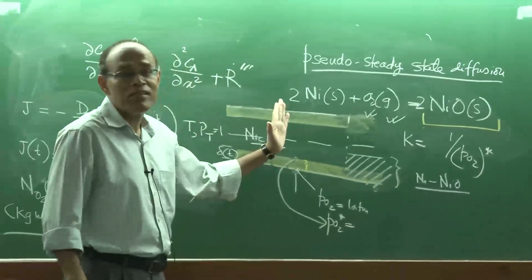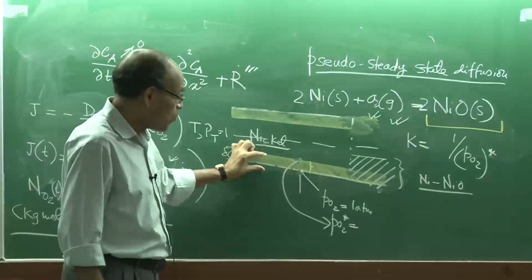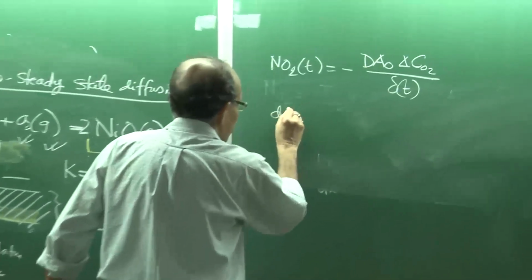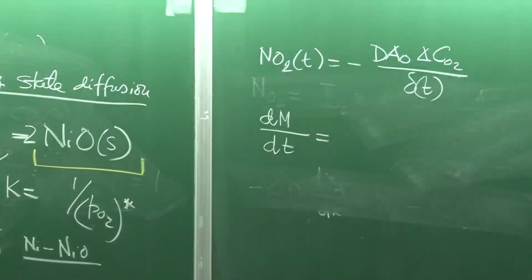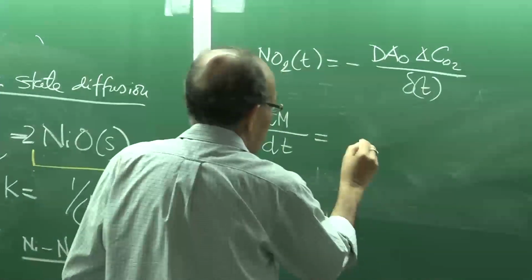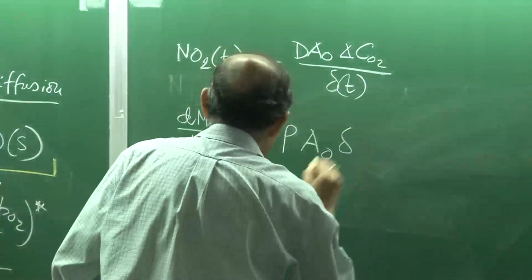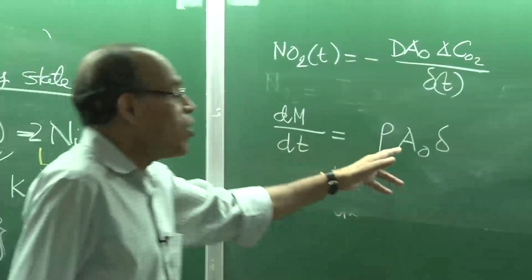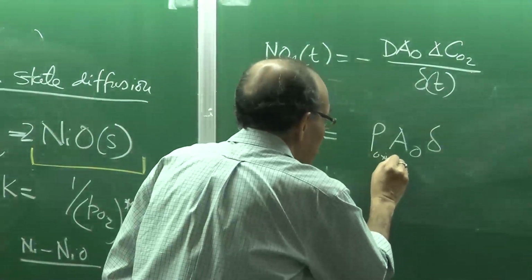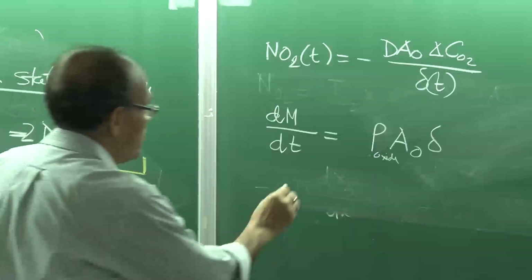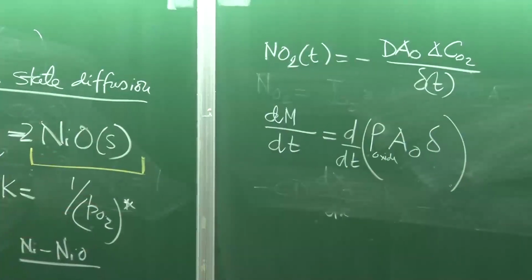Now, this is the rate at which the oxygen is going. As a result of this oxygen diffusing through the solid, the product layer is changing. Now let us say what is the moles of nickel oxide, or mass of nickel oxide, which is changing as a function of time. So this is equal to rho times area, which I have taken to be A0, and then delta. So A0 times delta will represent the volume, and rho is the density of the oxide. It is positive because the mass is growing as a function of time.